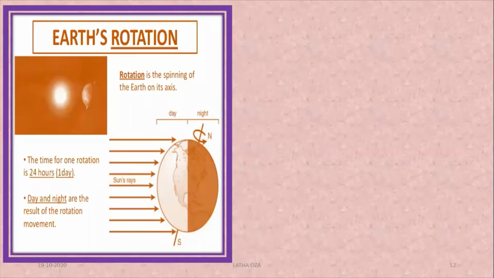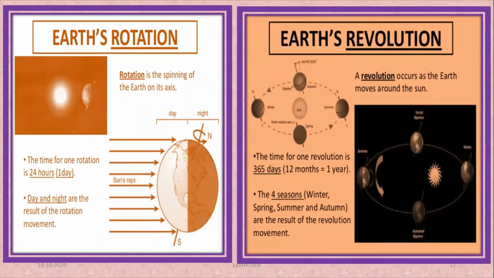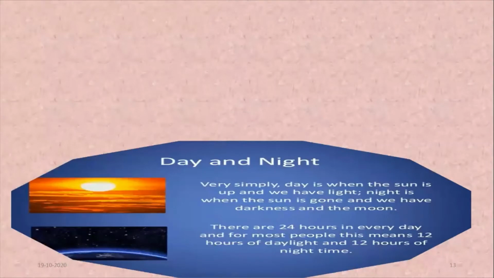The movement of the Earth around the Sun on its orbit is called revolution. The orbit of the Earth is an imaginary path. Earth takes 365 days and 6 hours to complete one revolution. It plays an important role in the changes of season, formation of day and night.